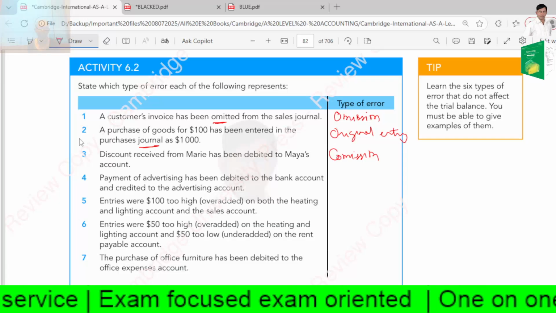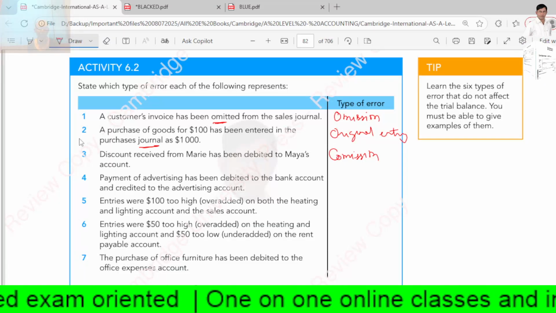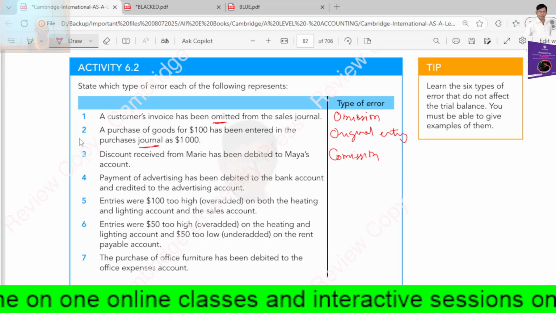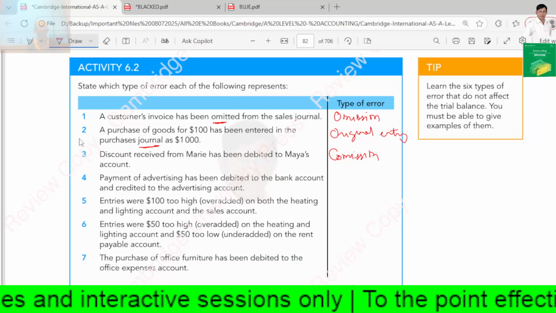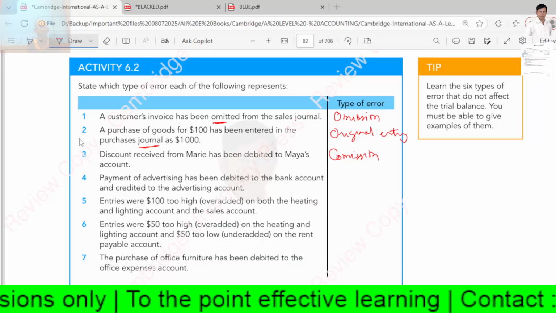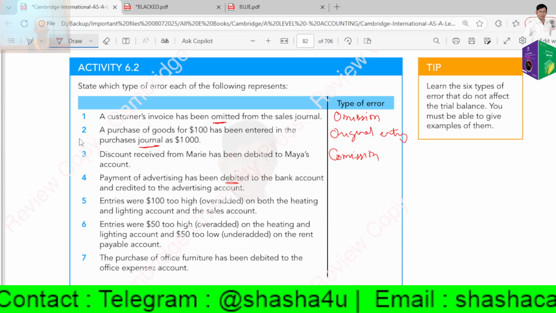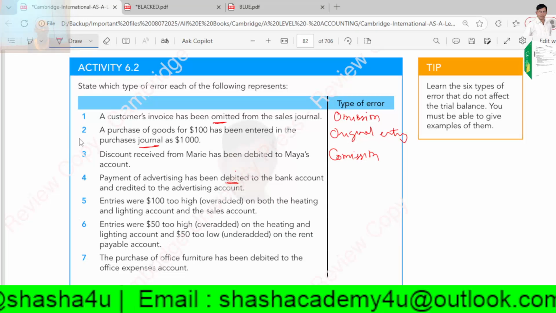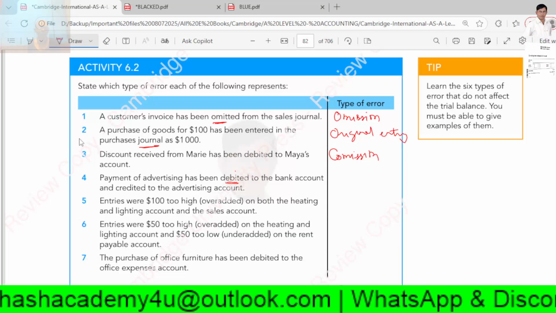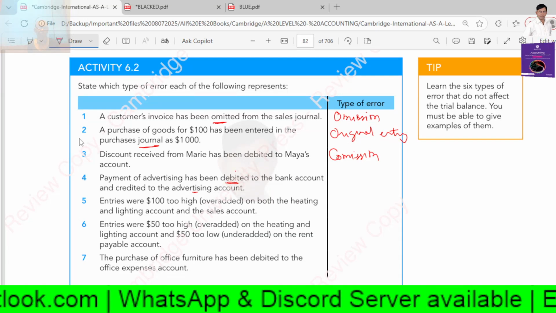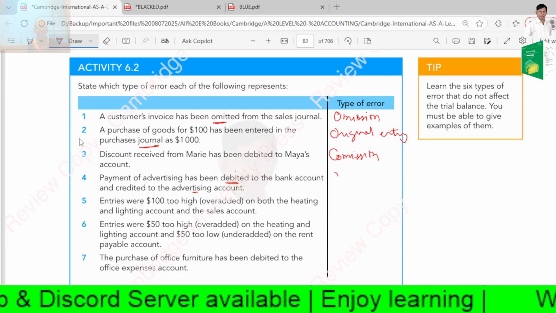Payment of advertising added to the bank account and credited to the advertising account. So what will happen? Payment of advertisement account has been debited. So it should be debited or credited? It should be credited. It should not be debited. Correct, no? Because money will go out from bank and credited to the advertising account. So it should be debited to advertising account. So it is complete reversal. Error of complete reversal.